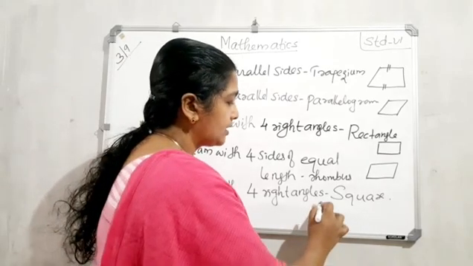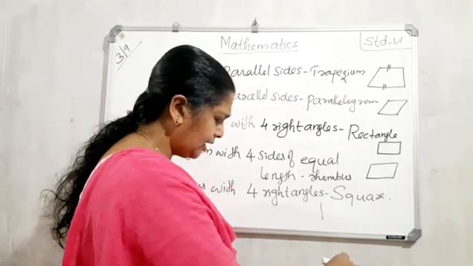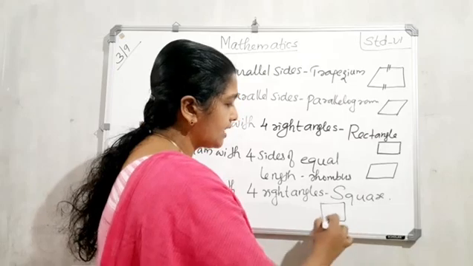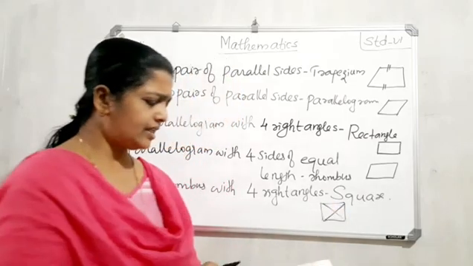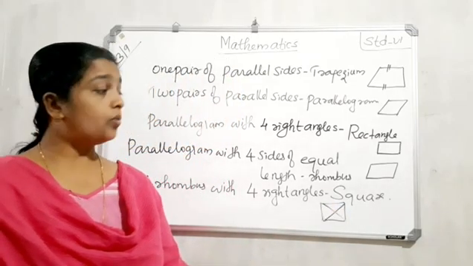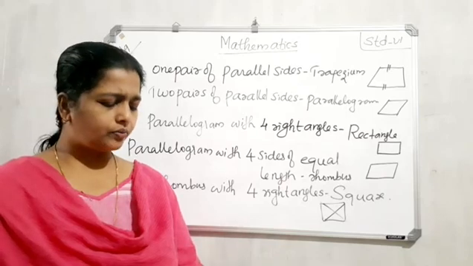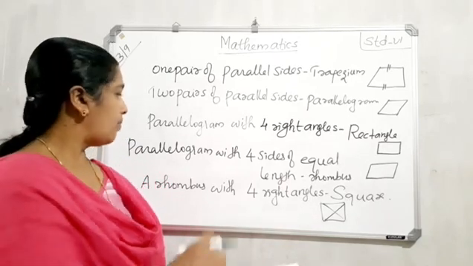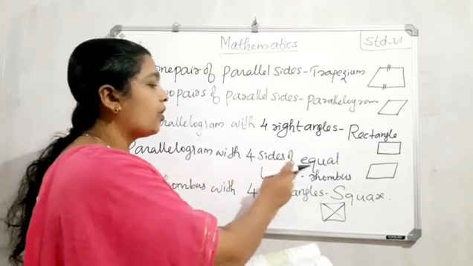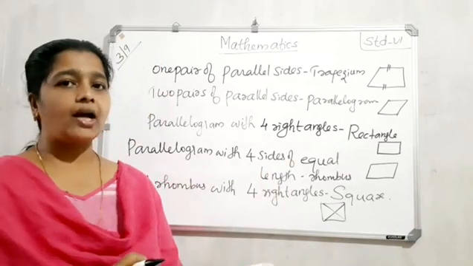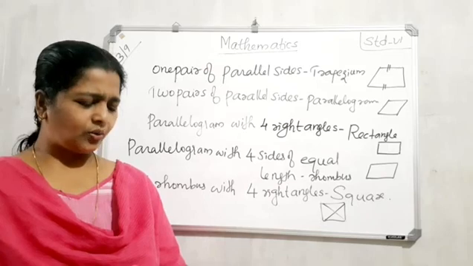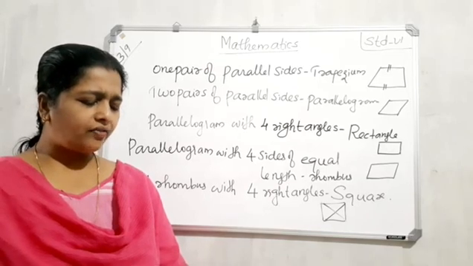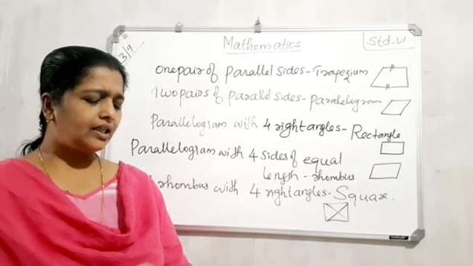Next: the diagonals of a square are perpendicular to one another. We studied what diagonals are. They are perpendicular to one another. Yes, true. Next: all sides of a rhombus are of equal length. What is a rhombus? A parallelogram with four sides of equal length. That is true.